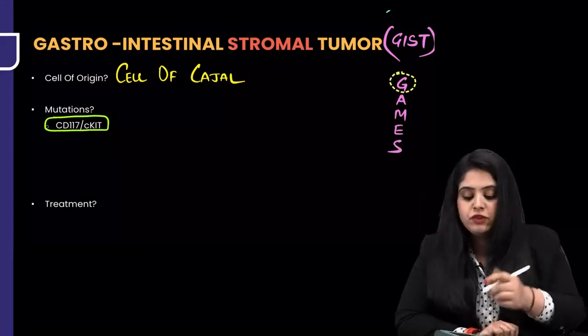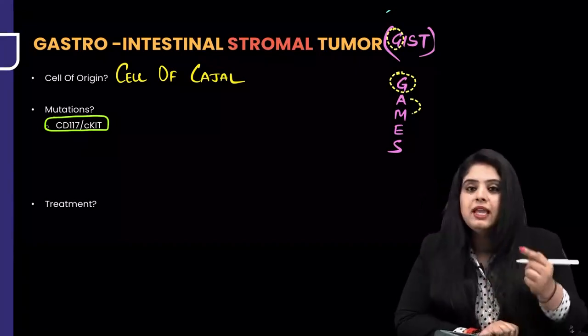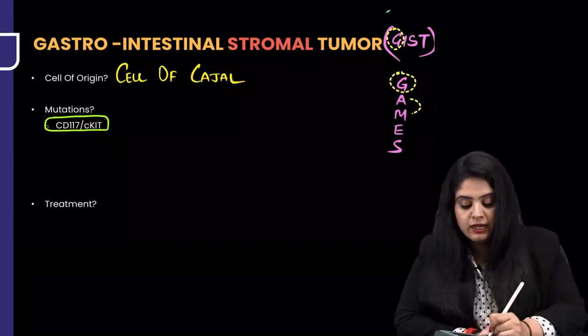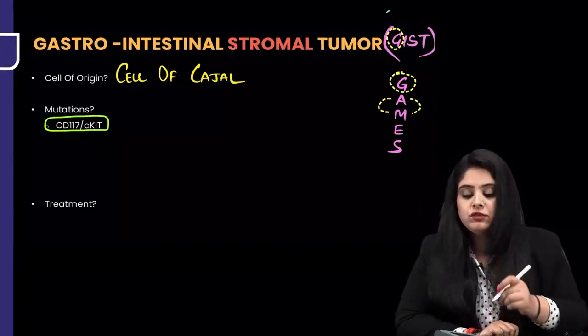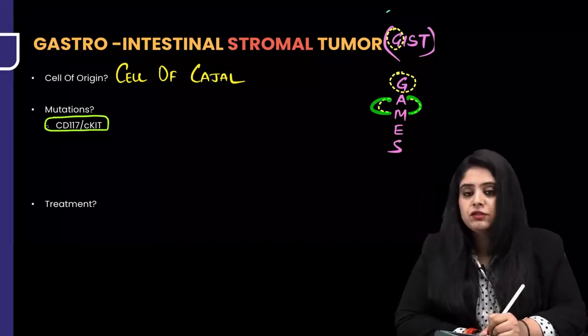G for what? G for GIST, which is in front of you. That's done. Then I told you to pick up A and M. A and M was AML. Then I told you the opposite, M and A, that is mastocytosis. So simple, AM gives AML, MA gives mastocytosis.